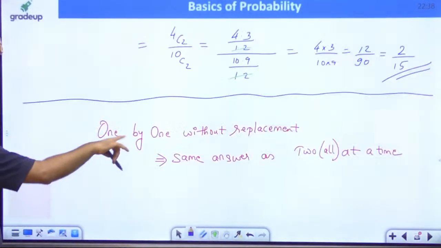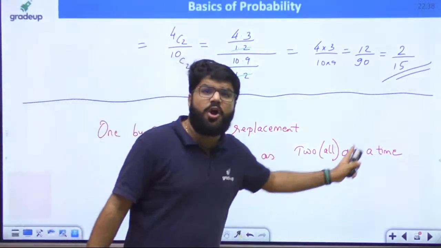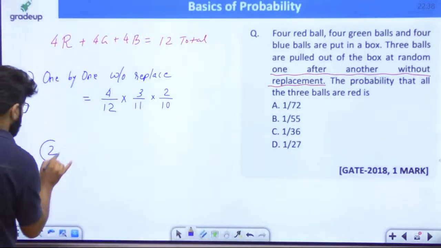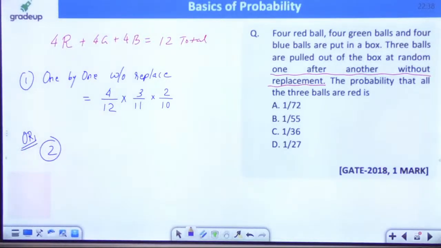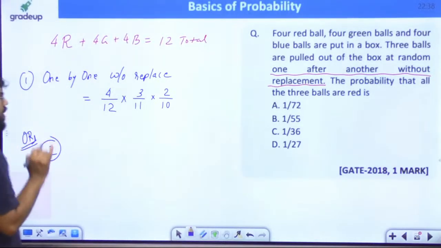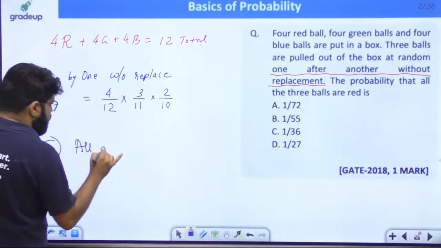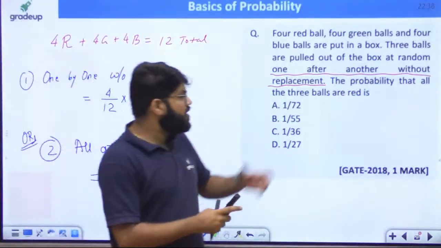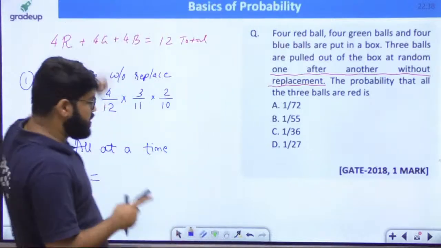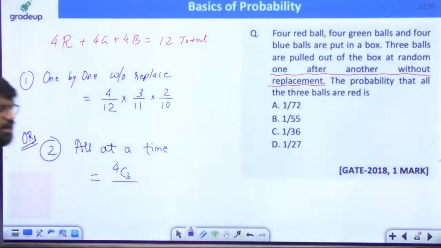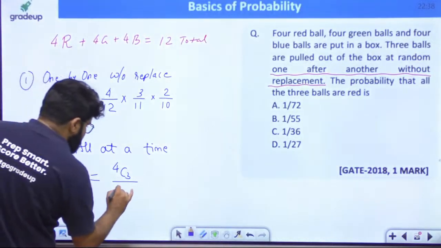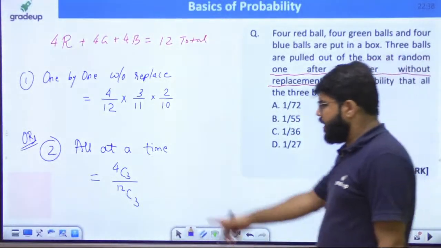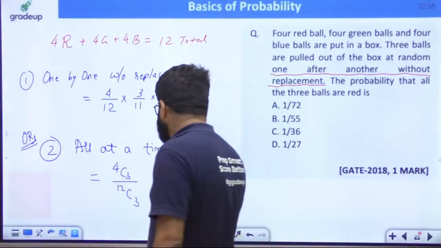As I told you, one by one without replacement will give you the same answer if you draw all at a time. So you can also do this in one single shot. The alternative method in one single shot. What is the alternative method? All at a time. Without replacement, you can always solve all at a time. What is the probability of 3 red balls out of 4 red balls? In how many ways can you select 3 red balls out of 4? 4C3. In how many ways can you select 3 balls out of 12? That is 12C3. So 4C3 divided by 12C3.